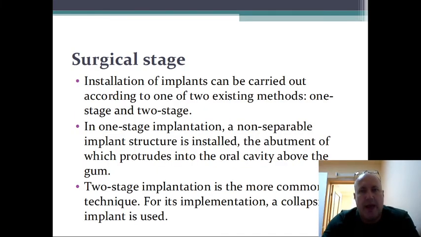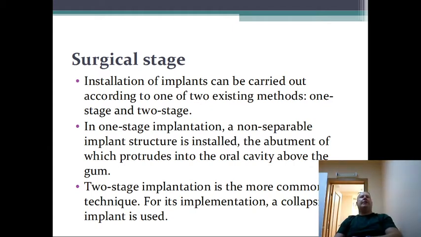Surgical stage. Implantation, or installation of implants, can be carried out according to one of two existing methods, one stage or two stage.